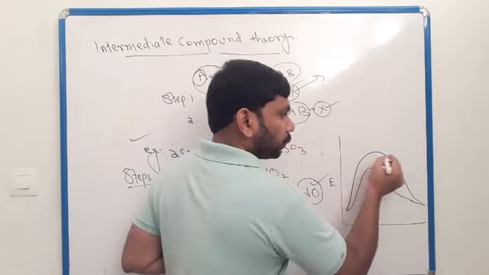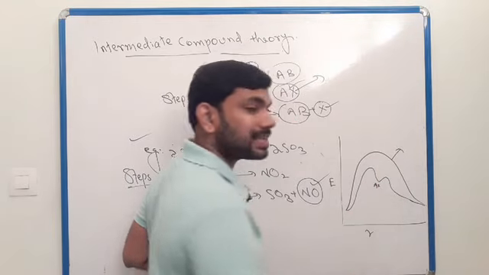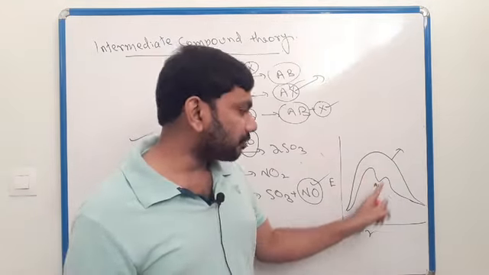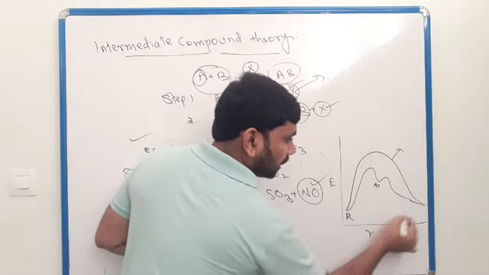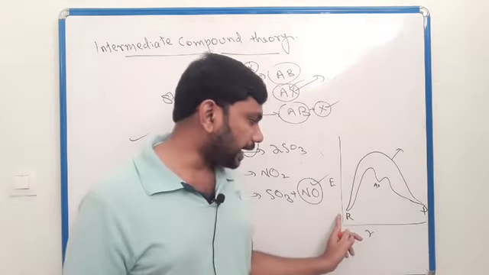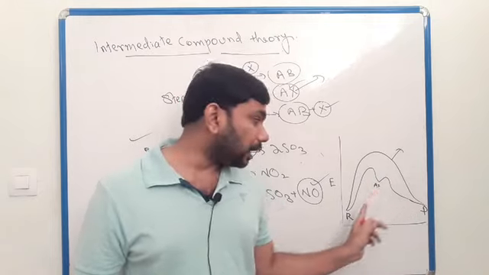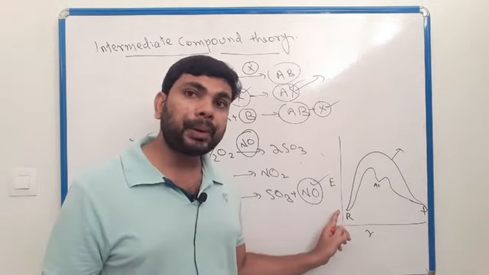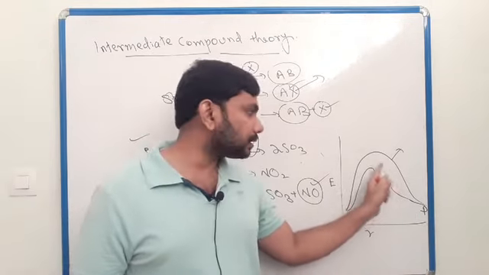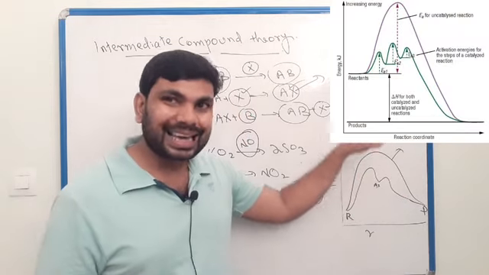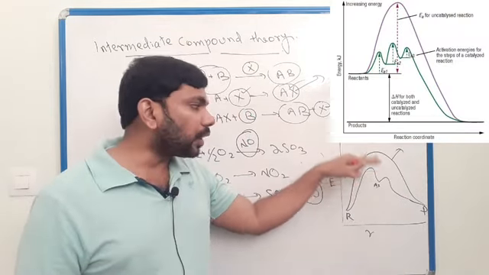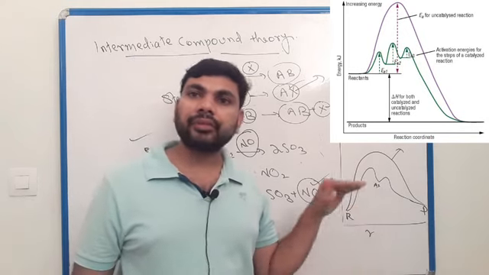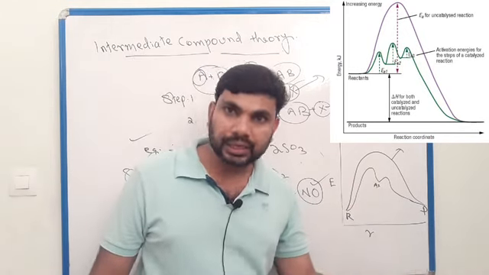Okay. Also one more thing you have to understand here, the graphical representation for intermediate compound theory. Okay, so we know this is the uncatalyzed reaction. Here it is reactant and here it is product. Reactant changes to product. Without catalyst, reactant must pass a higher energy barrier. This is the higher energy barrier. Catalyst lowers activation energy, and reactant can change to product very easily.